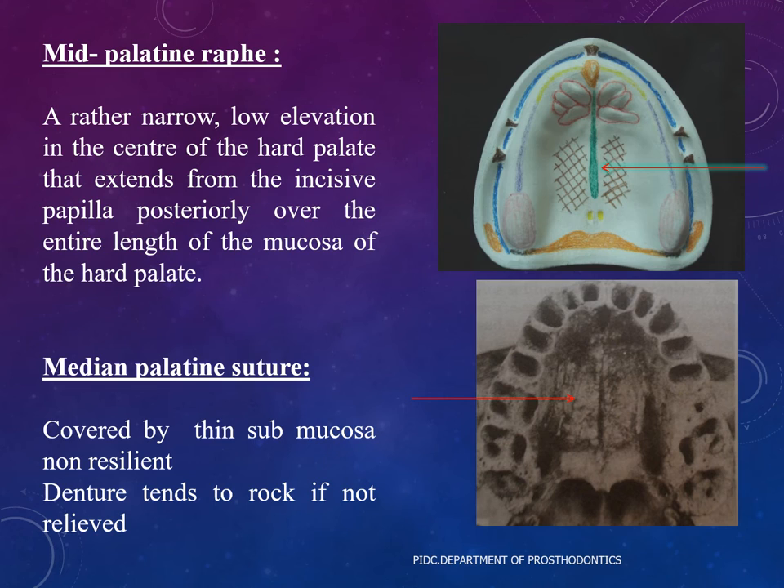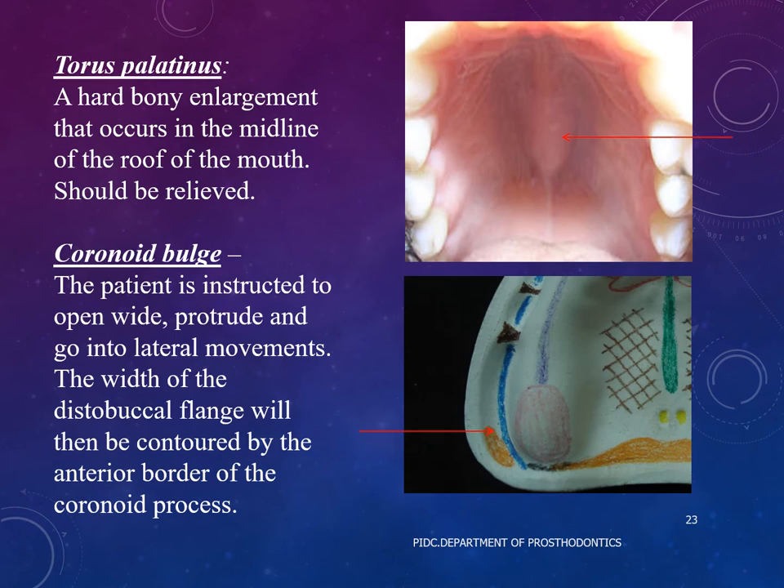This is covered with a thin submucosa, which is non-resilient, and the denture tends to rock if this area is not relieved. If you have not relieved this particular area, then when the patient is chewing, the denture tends to rock to the right or to the left.